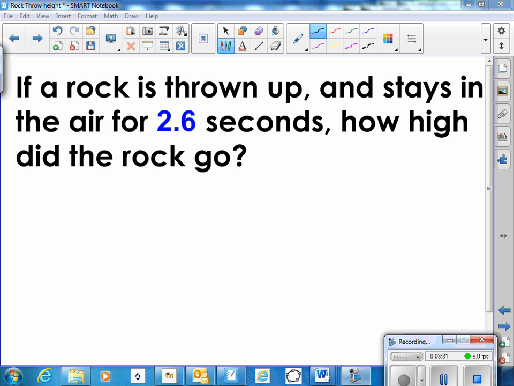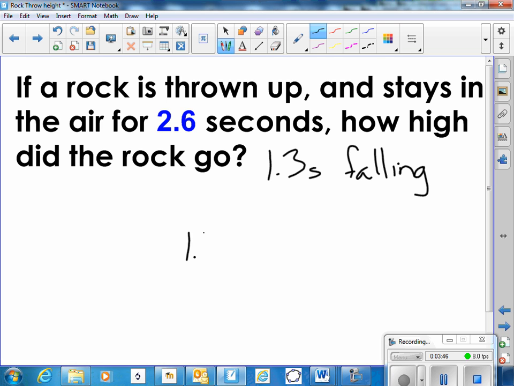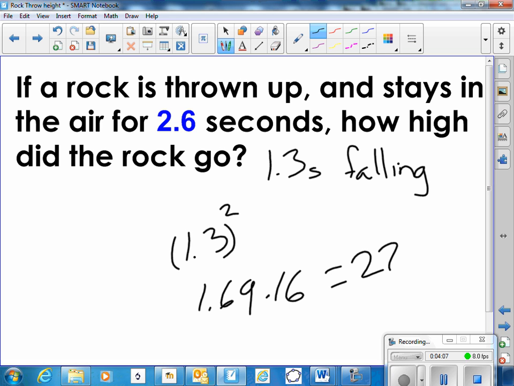If the rock is thrown up and stays in the air for 2.6 seconds, how high did the rock go? Half of that time would be 1.3 seconds falling. So 1.3 squared is 1.69. I'm going to multiply that by 16. 27.04. Probably for how accurate we can measure, 27 feet is close enough. We're going to be measuring these times with stopwatches, so we won't have a whole bunch of accuracy.